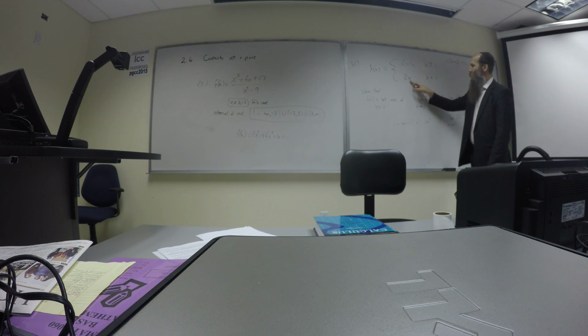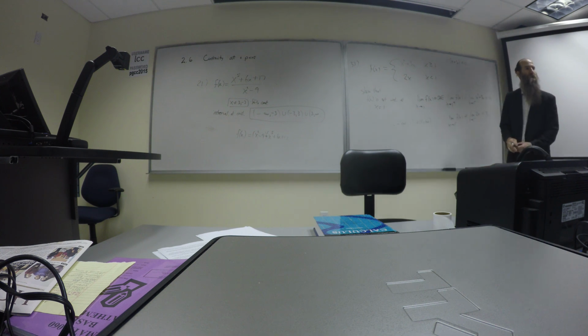The other one, 2x. To the left of 1, 2x is a polynomial. It's defined for any value less than 1. So any value less than 1 is going to be continuous there because it's a polynomial. Right? So that's the question.